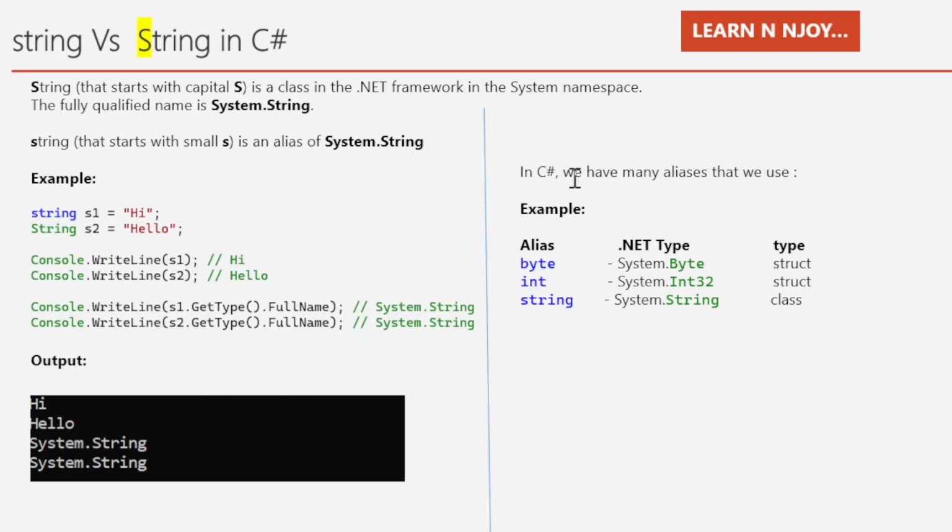In C#, we have many aliases that we use. For example, the alias byte, where byte starts with a small b, and the .NET type is System.Byte, where Byte starts with a capital B, which is a struct type. Similarly, the int alias, with a small i, and the .NET type System.Int32, with a capital I, is also a struct type. So in C#, we have many aliases integrated into the language for our simplicity.